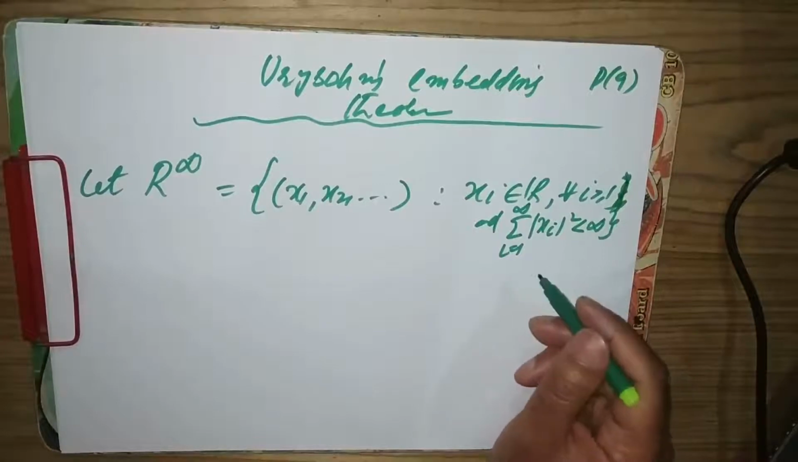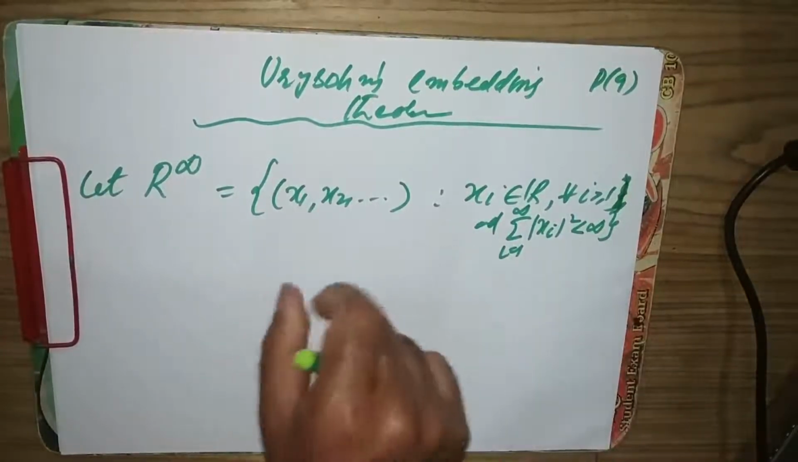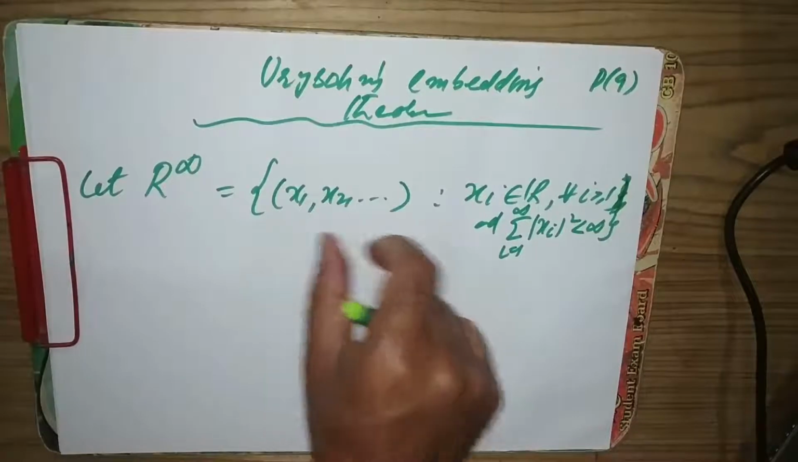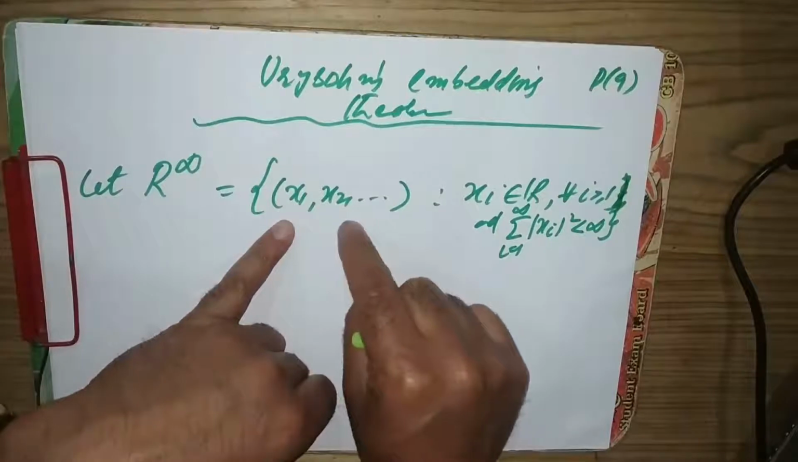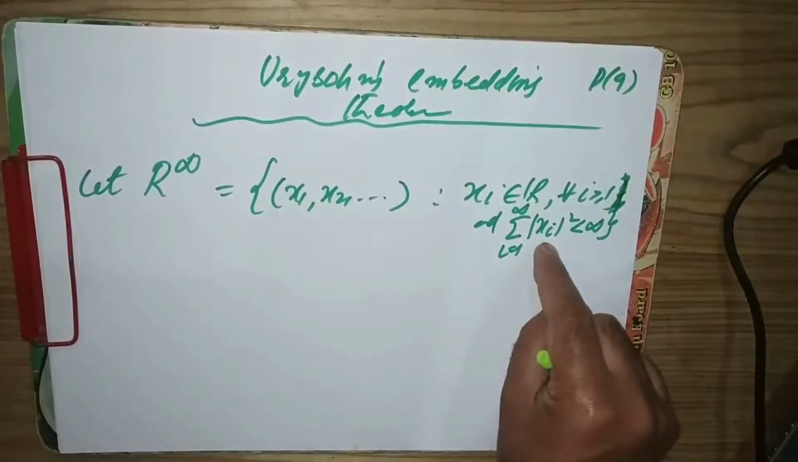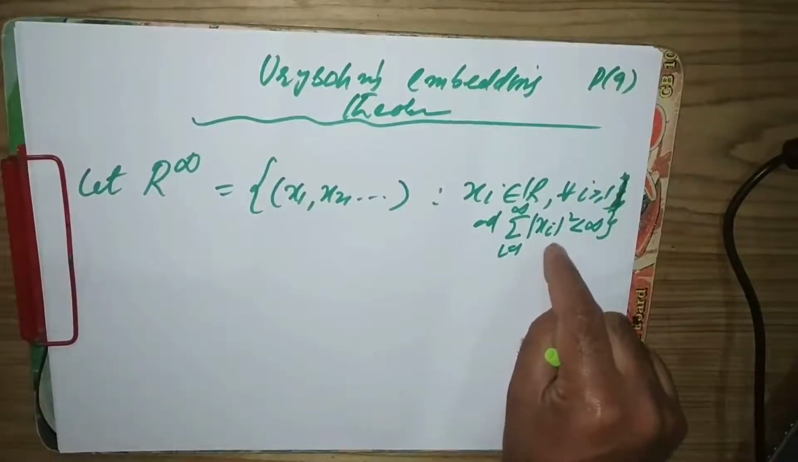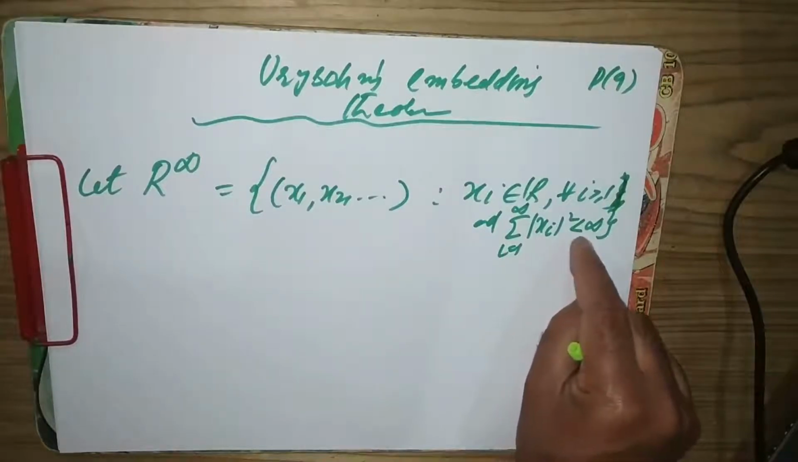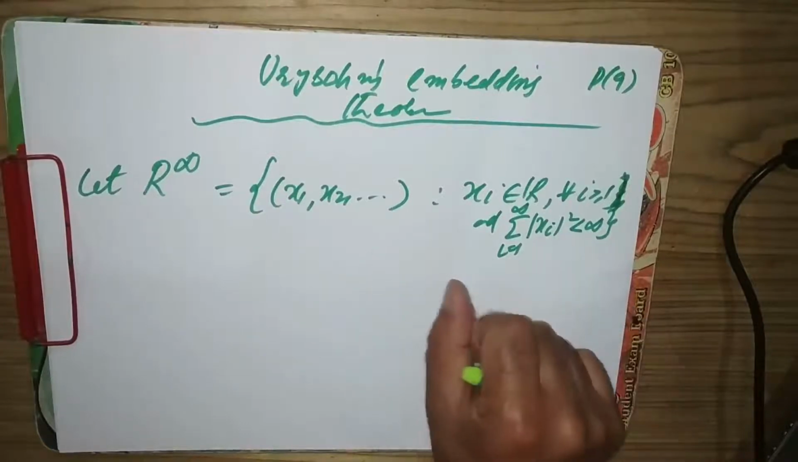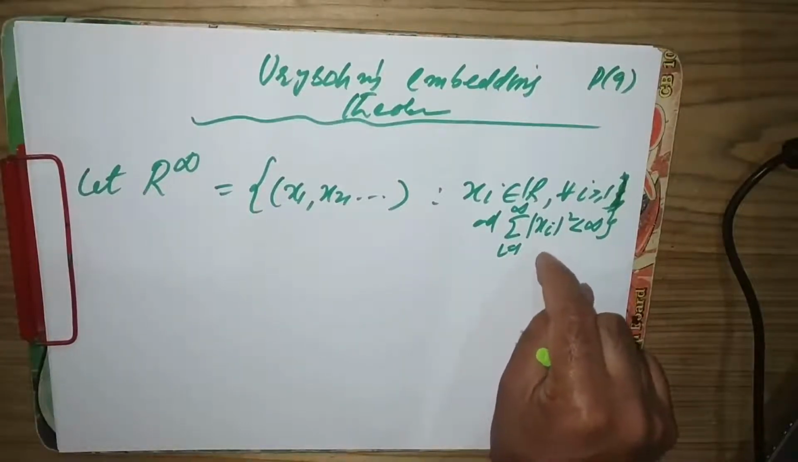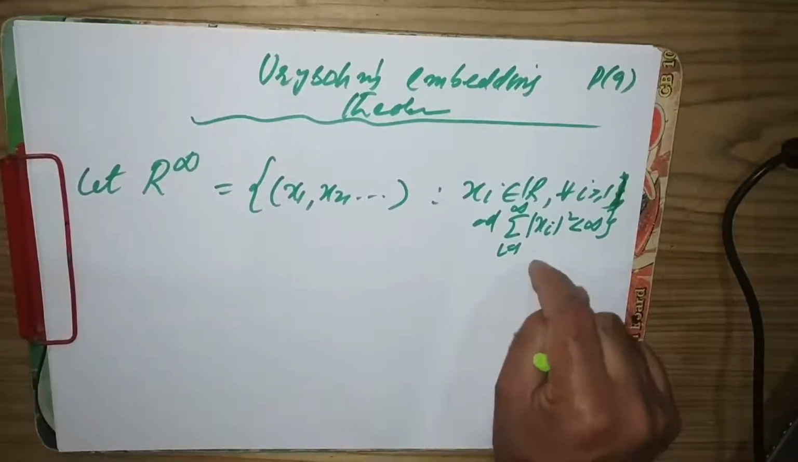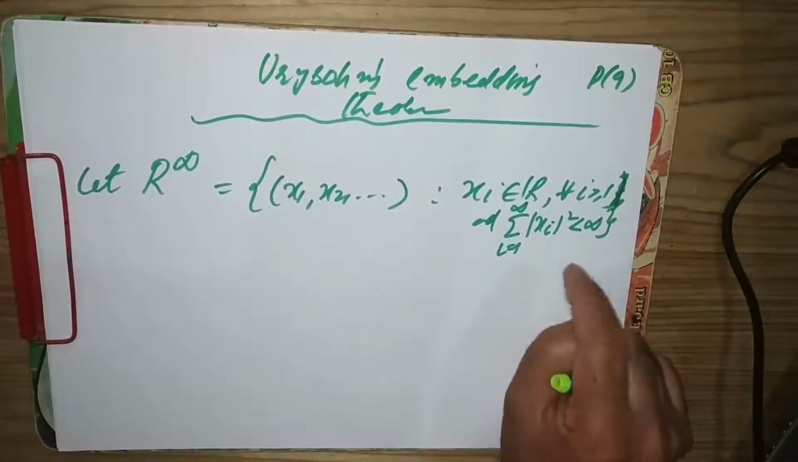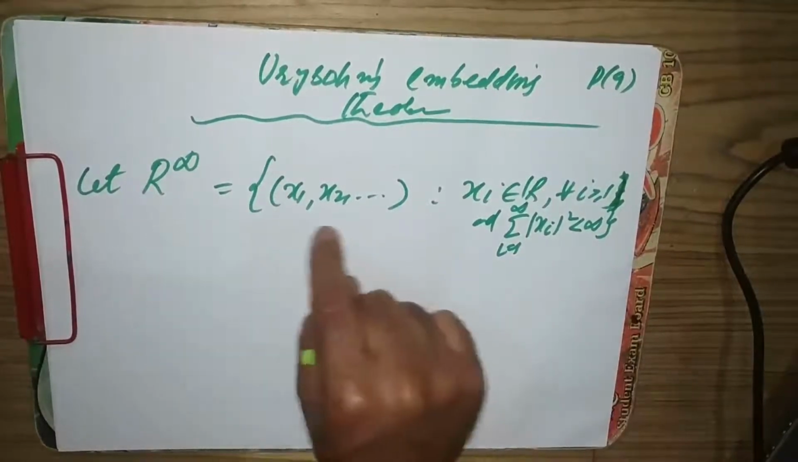As in the case of the L2 space, what is L2 actually? L2 is the collection of sequences whose square series is finite. In general, we have L^p, the p-th power summable sequences. Here it is square summable sequences. So that's our R infinity.